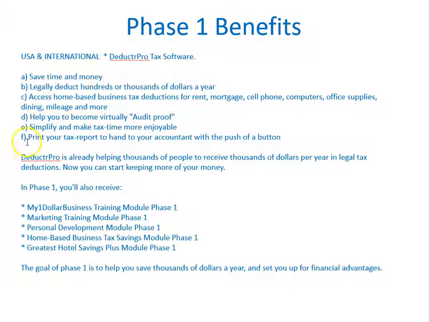And bullet point F right here is something I'm looking forward to doing. It says print your tax report to hand off to your accountant with the push of a button. Because right now I'm handing off to my accountant manila envelopes full of receipts and tracking everything in an Excel spreadsheet. So again, this is the product that I'm excited to get.